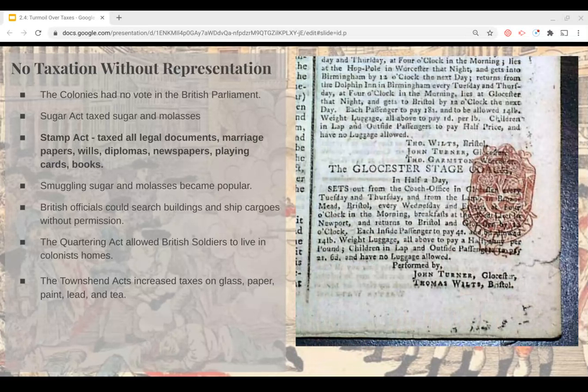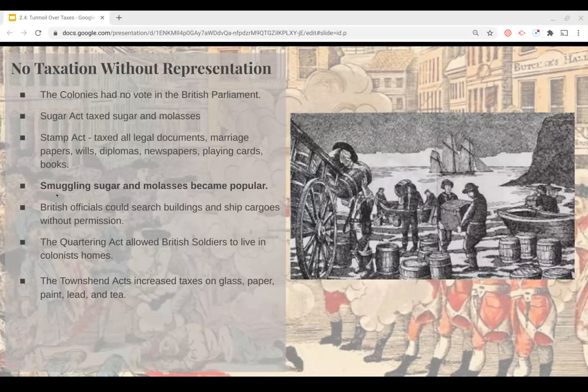Now, the next would be a Stamp Act. This taxed all legal documents, everything from marriage papers to wills, diplomas, newspapers, even playing cards had to have a stamp, similar to one that you see over here on the right-hand side, that red stamp. If it didn't have the stamp, you could be arrested, you could be fined, and you had to pay these things. And so you essentially couldn't even get married. You couldn't even die without having to have a stamp put on the official documents, the death certificate or the will.